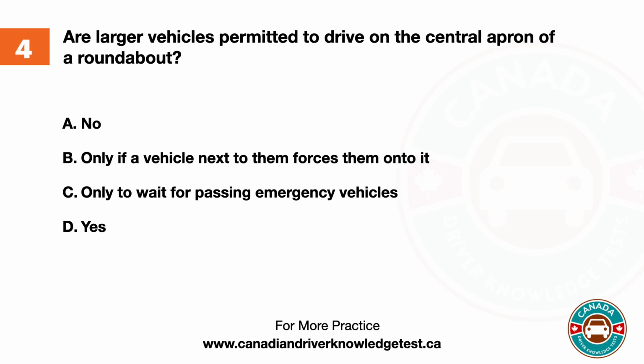Question 4. Are larger vehicles permitted to drive on the central apron of a roundabout? A. No. B. Only if a vehicle next to them forces them onto it. C. Only to wait for passing emergency vehicles. D. Yes. The answer is D. Yes.